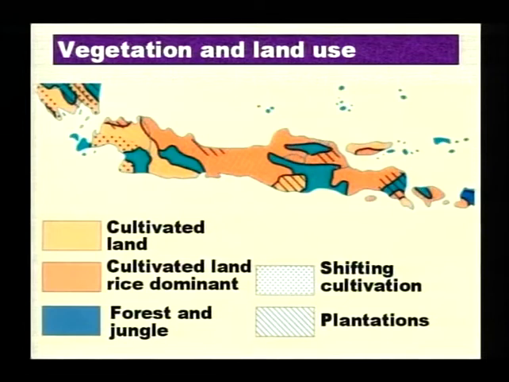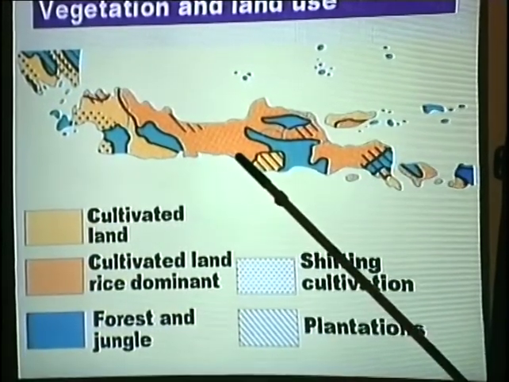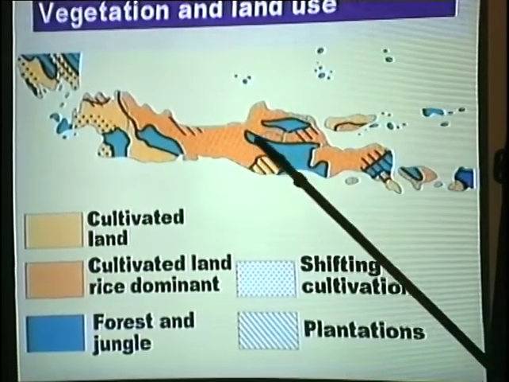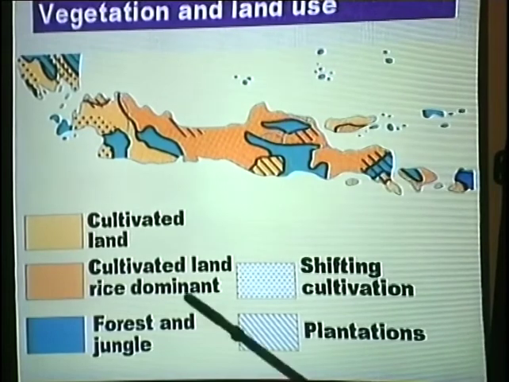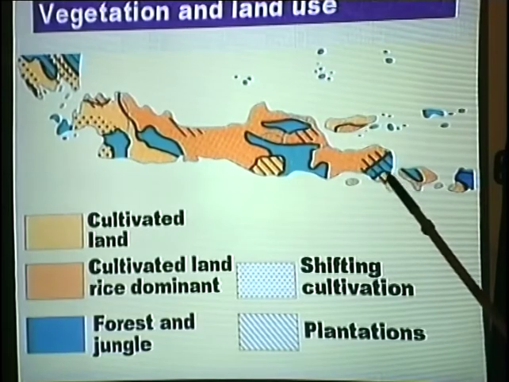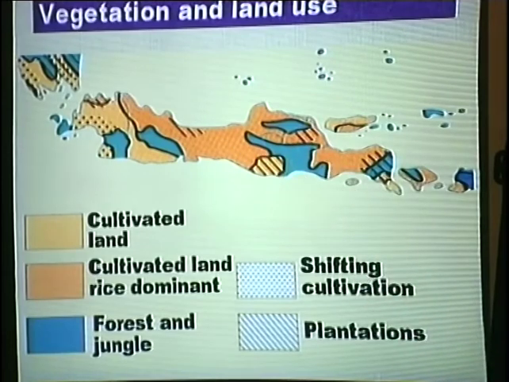Okay, looking at vegetation and land use, these maps here represent some of the land uses as we've discussed already. The lighter orange color there represents the cultivated areas. Here we can see most of these areas which have been cultivated mainly for rice growing. The darker orange color then represents the cultivated land mainly where rice is dominant. So you can see all this area where rice growing is dominant. The blue color shows us the forest and the jungles. That means the forest which is actually not yet destroyed, remaining of the natural vegetation on that island.